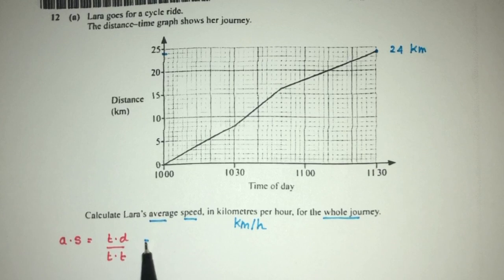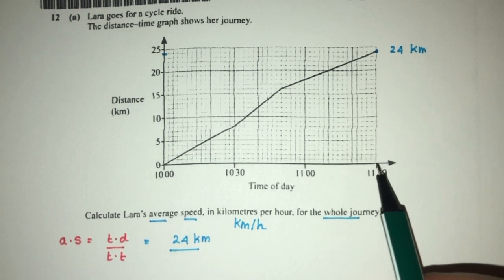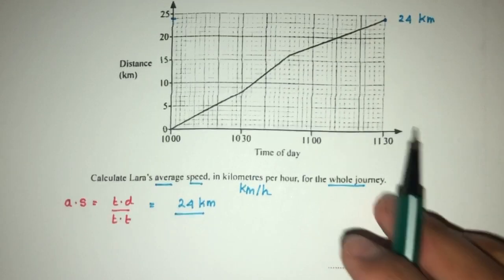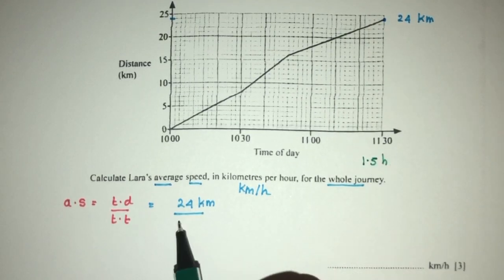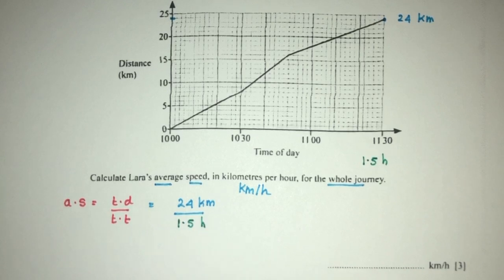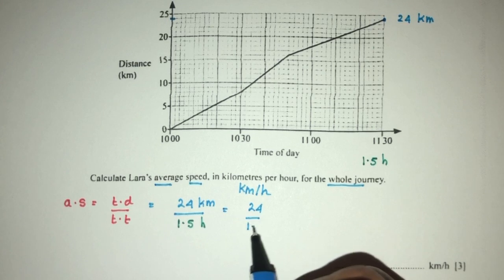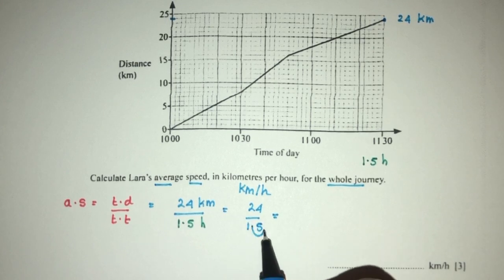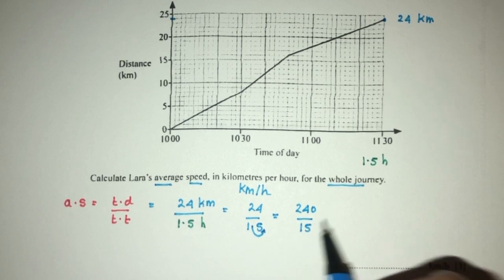So the distance travelled will be 24 km. Time taken was how much? Here we have 10 o'clock, and it was 1:30. So she took 1 hour and a half, right? 1 hour and a half is 1.5 hours. So simplify. That will be 24 over 1.5. We can shift the decimal over here, and that will become 240 over 15.